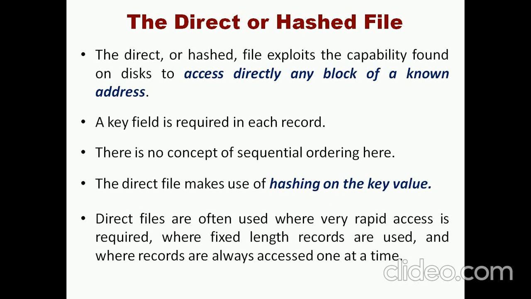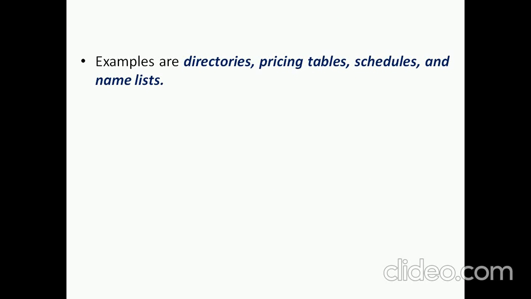The last but not least, the final file organization is the direct or hashed file. Here we can access the particular file in a direct manner. It uses a hashing value on the particular key, and with the help of that hashing value, we can directly access specific files. Examples are directories, pricing tables, schedules, and name lists.